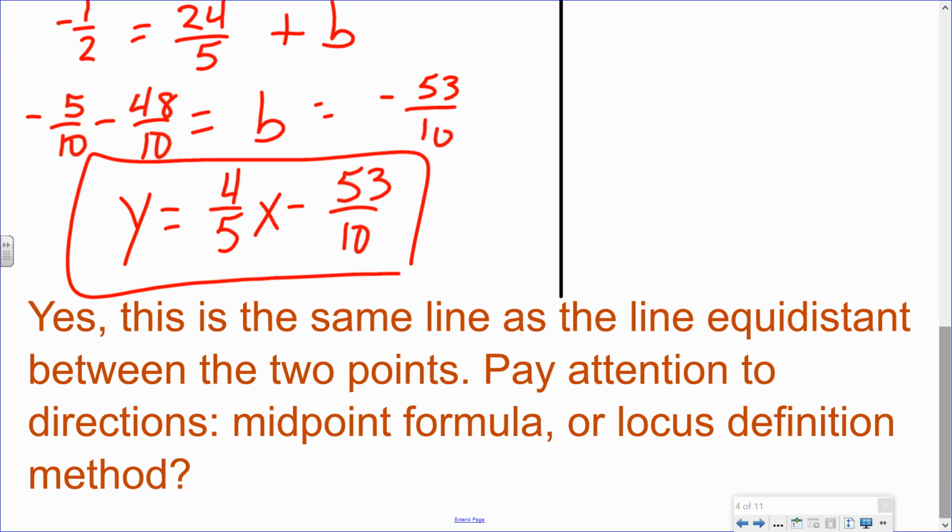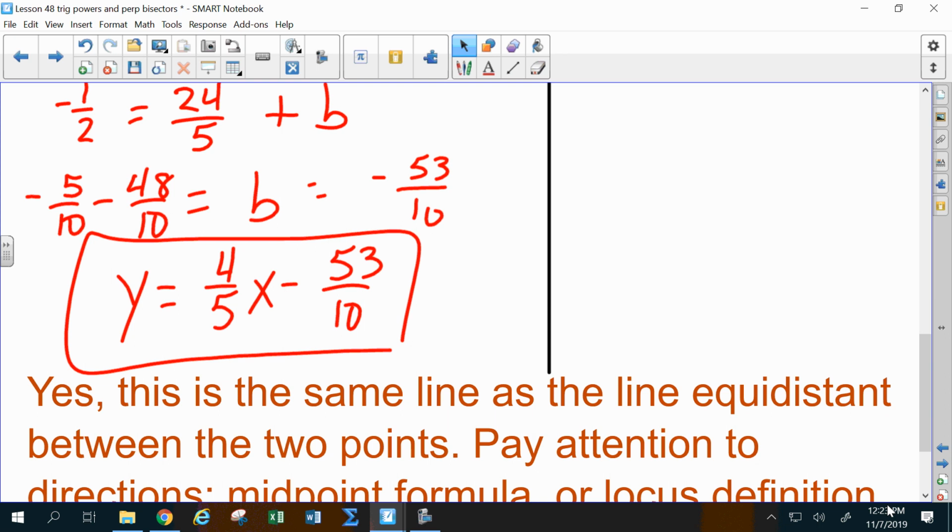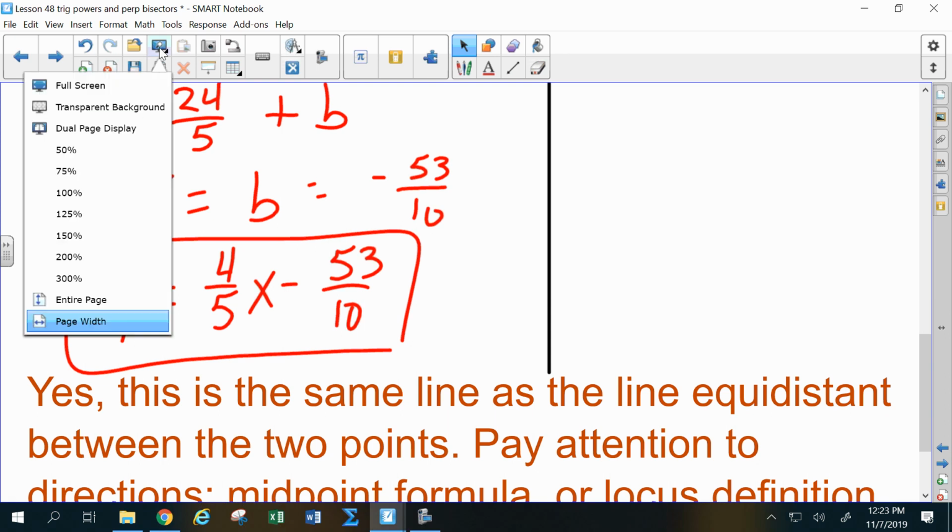As I was saying, pay attention to what method they say to use on those, because they can describe the lines either way. Okay, let me give you a little bit of a review question since we have a test coming up tomorrow.